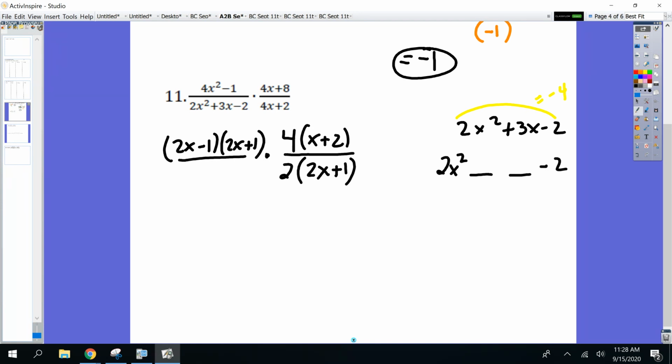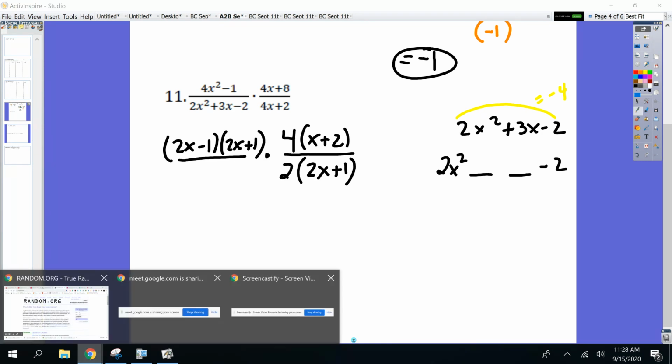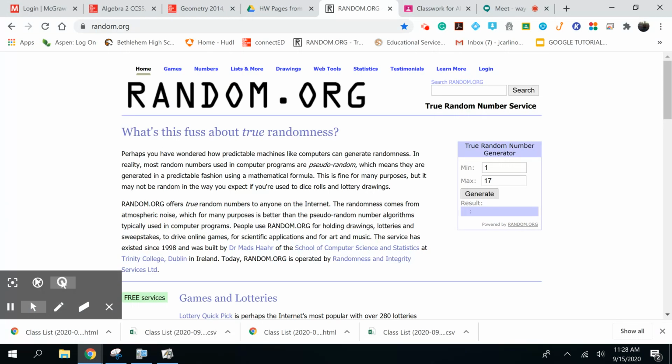What are you thinking about right now? 2 numbers that multiply to negative 4 but add to 3. Think in your mind right now. I'll call on somebody. 2 numbers that multiply to negative 4 but add to 3, and we'll plop those in the blanks. Here we go. Back to you, Anna.